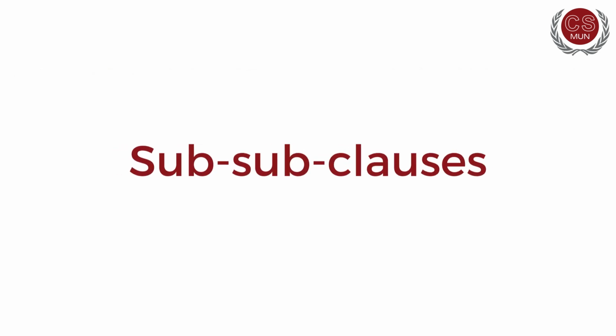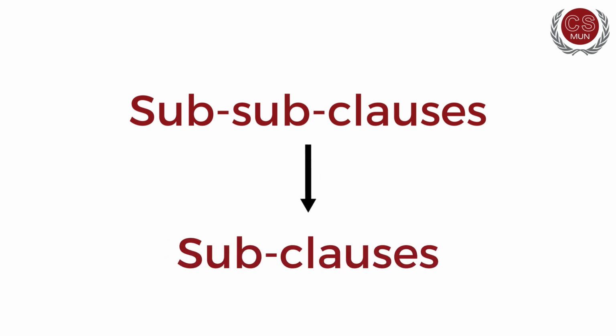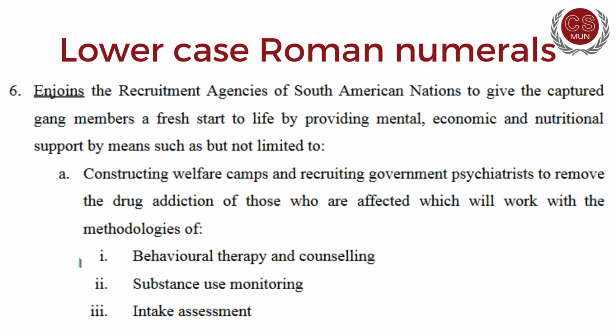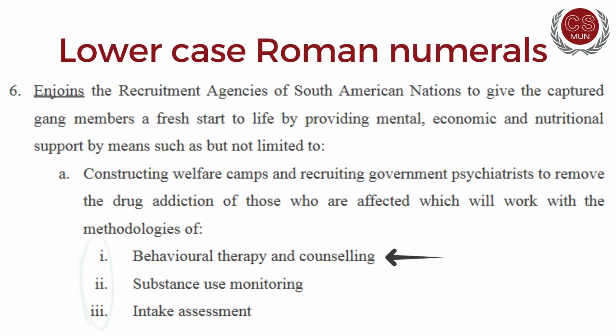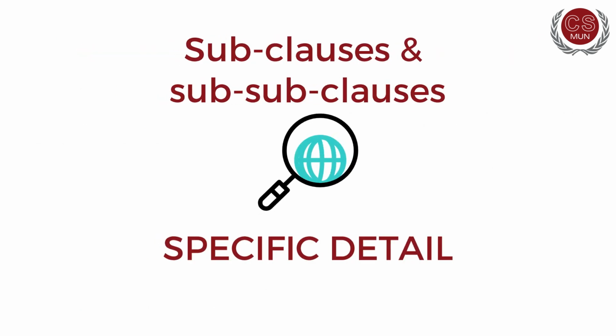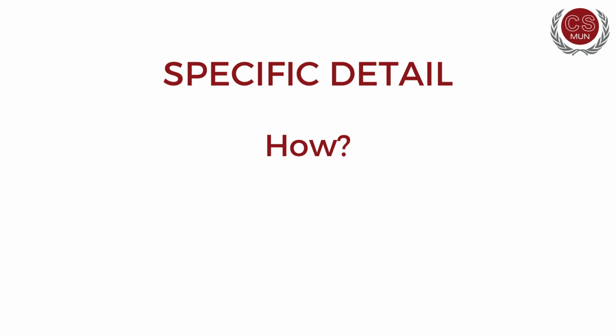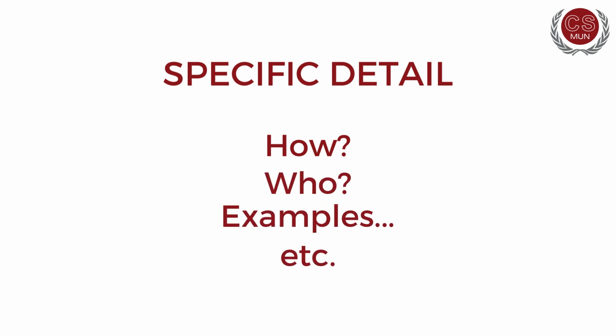You can also use sub-subclauses. Sub-subclauses follow the same process as subclauses, but are denoted by lowercase Roman numerals, like this, with no punctuation after. In the subclauses and sub-subclauses, specific details for the solutions and recommendations must be discussed. This can include how the action will be executed, who will be involved, and examples of resources needed.